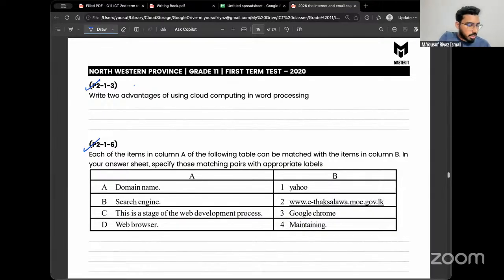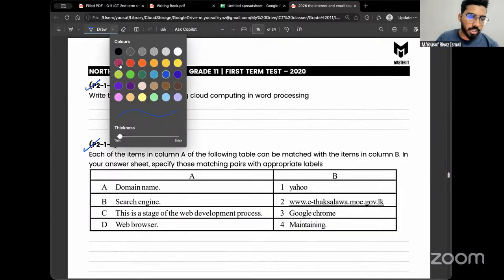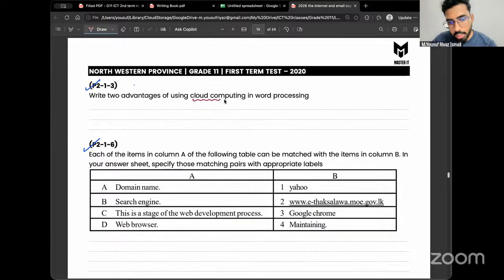Okay, your time's up. Let's check your answer. Write the advantage of using cloud computing in word processing. They're not asking in general the advantage of using cloud computing, but they're being more specific, using cloud computing in word processing. Normally in terms of word processing, the application we use is Microsoft Word, the application we download and use.